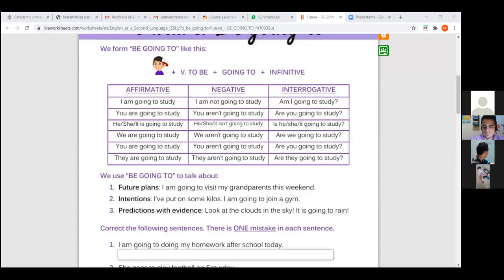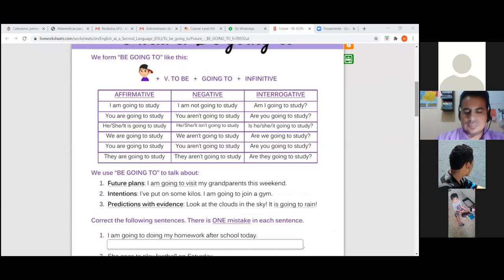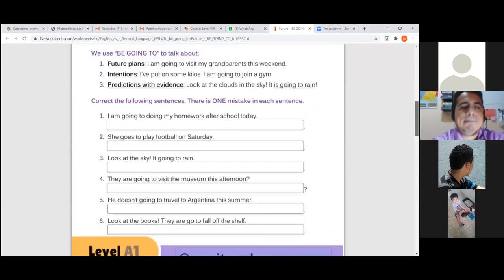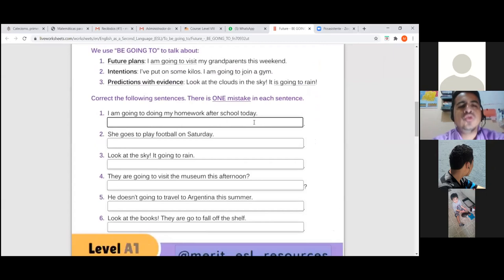What is wrong with number one? I think it's "doing" that is wrong. I am going to do my homework after school. So, do you think you have to have -ing for doing? Not there. Only "do"? Because you're already using "going". Okay. I'm going to do my homework after school today. So you can write it in the correct way.